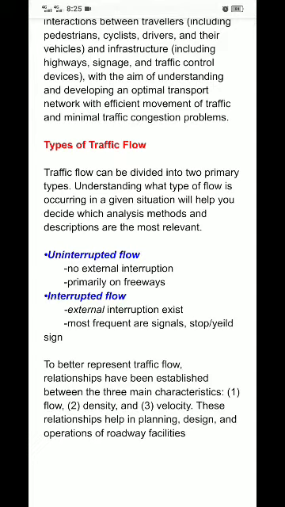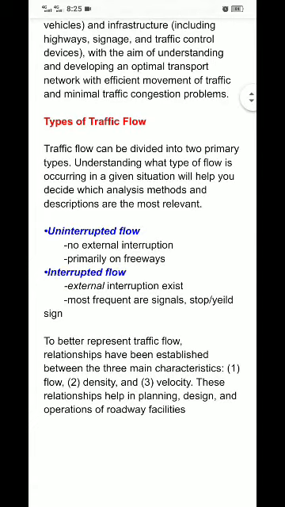And the second type is called interrupted flow. External interruptions exist. Most frequent are signals, stop, or yield signs. So in this type of traffic flow, the flow is regulated by an external means, such as a traffic signal. Under interrupted flow conditions, vehicle-to-vehicle interactions and vehicle-to-roadway interactions play a secondary role in defining the traffic flow.